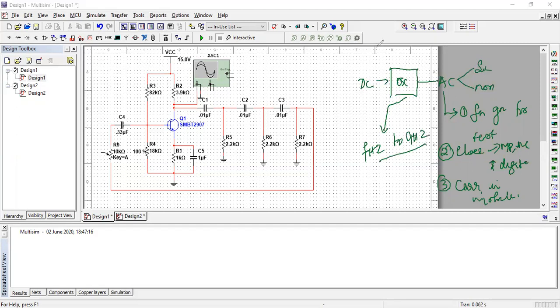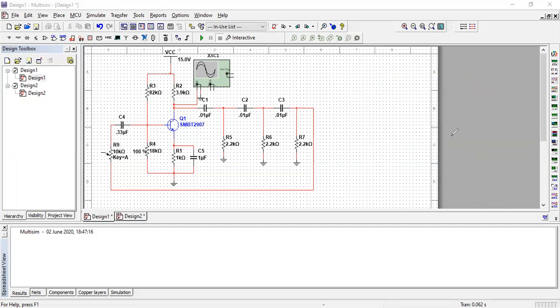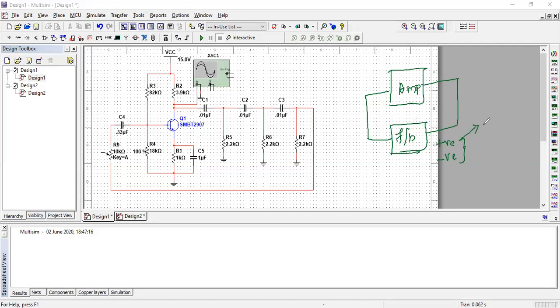So what is exactly an oscillator? An oscillator is a combination of an amplifier and a feedback circuit. So what is feedback? The sample of the output is fed back to the input. That is called feedback. There are two types of feedback: one is positive feedback, another one is negative feedback. In the oscillator circuit, we go with positive feedback. That means the sample of the output is added with the input signal.